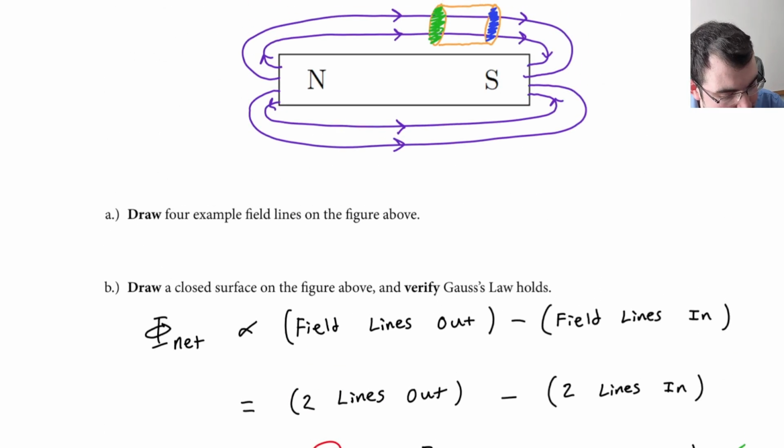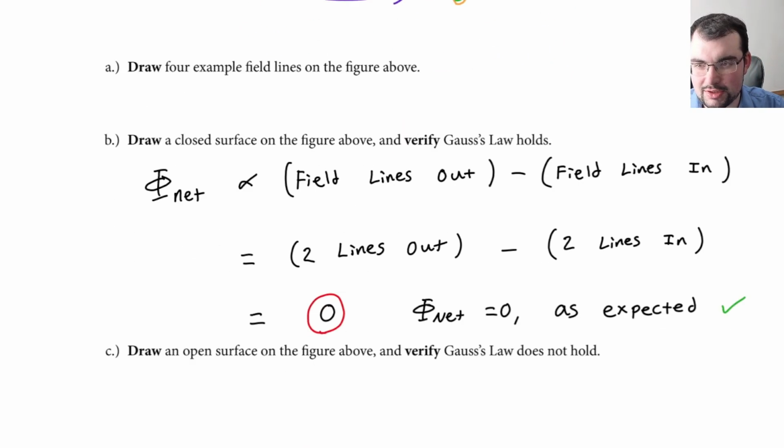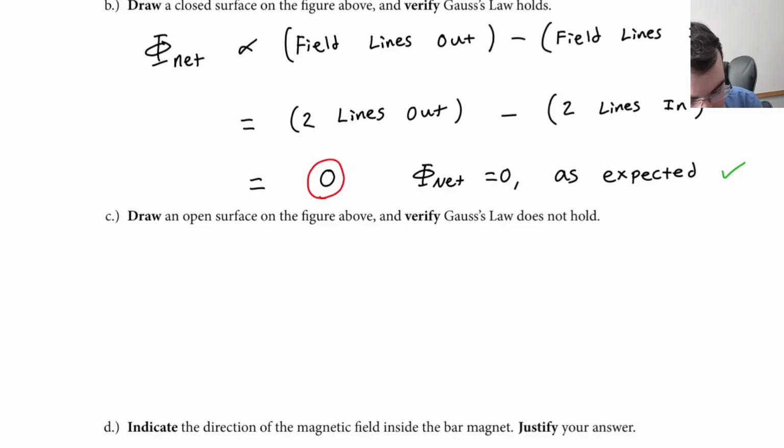So what is an open surface? Well, an open surface is just a one-sided shape, or it's just a surface without an in and an out. This is just a random circle. So what is in? What is out? I don't know, but I can clearly tell that 2 lines are piercing this surface. So notice that the net flux through the open surface is equal to 2 lines, and notice that is not equal to 0.